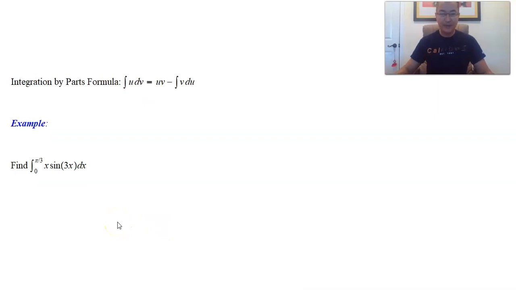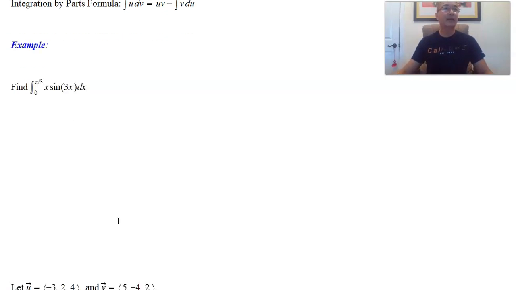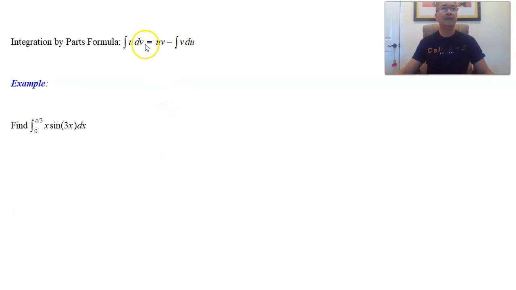Ooh, vectors. Where did those come from? Okay, so remember the integration by parts formula. The antiderivative of u dv is u times v minus the antiderivative of v du. And if you have a definite integral, then you adjust by plugging in the endpoints for uv and plugging in the endpoints for that antiderivative.